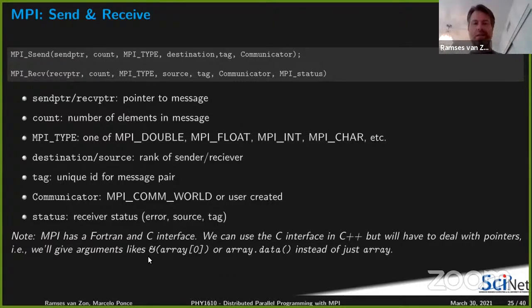Yes. Okay. So as I already said, this is the C interface. There's a Fortran interface which very closely follows this same interface. There's a slight difference, but you can look that up. We are using the C interface. That's why we have pointers. So send pointer, receive pointer. Typically, you'll do things like data, .data if you have an array, or explicitly take the address of array element 0. Things like that will go into your send pointer. Okay.